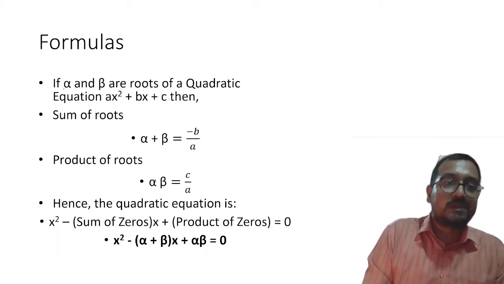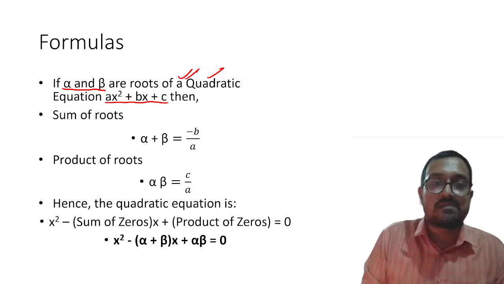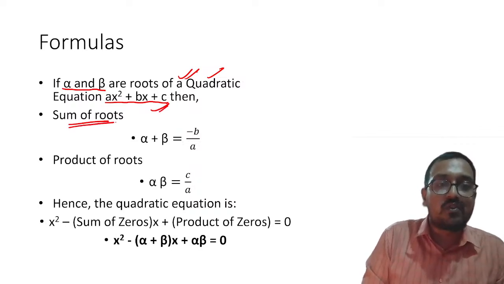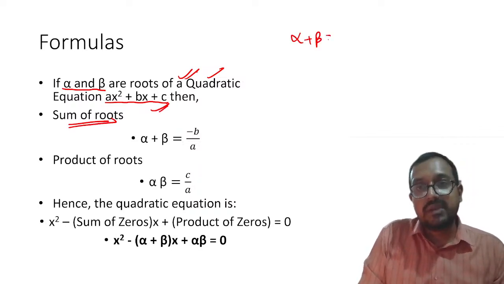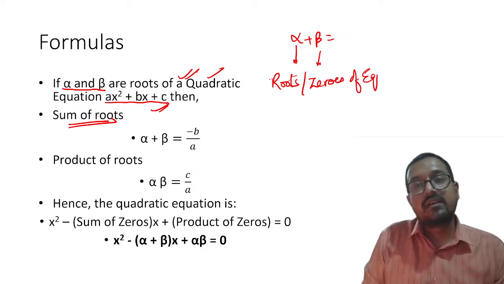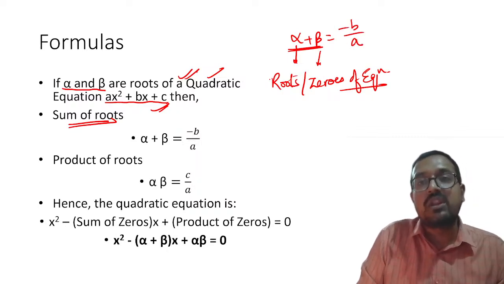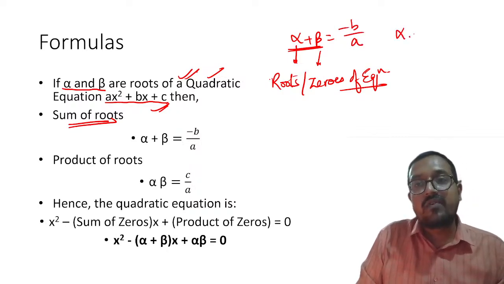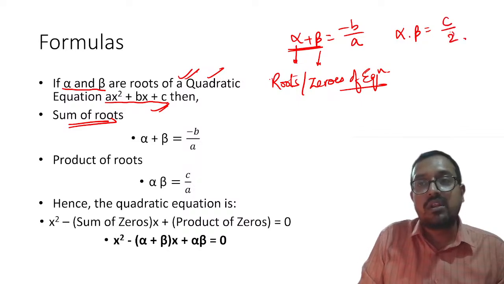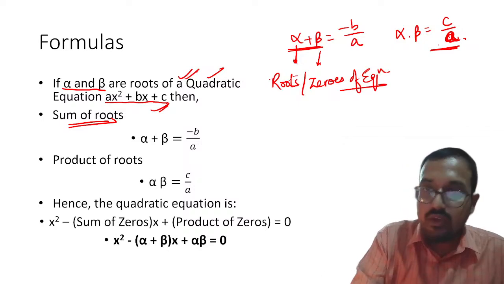Understood? My dear students, please look over here. If alpha and beta are the roots of the quadratic equation ax square plus bx plus c, then alpha plus beta, the sum of roots, are nothing but the roots or zeros of the equation. Please remember, these are called roots or zeros of the equation. Clear? In a quadratic equation, if you add both of these, you will get minus b upon a. Another thing is, if alpha into beta is done, that will give you c upon a.